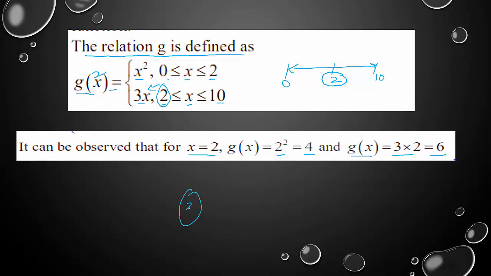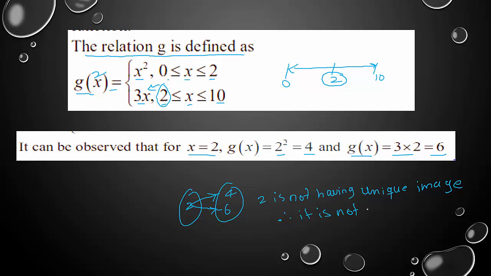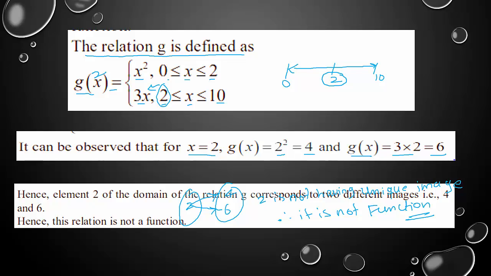That means 2 has two different images. One is 4, another one is 6. So 2 maps to 4, 2 maps to 6. Therefore, 2 is not having a unique image. Therefore, it is not a function. Clear? So that's what we are going to see in the next slide.